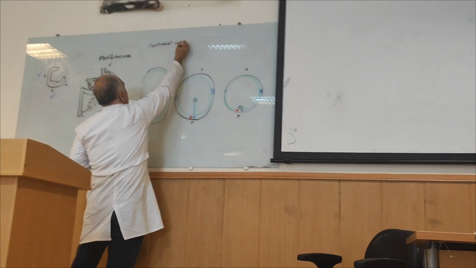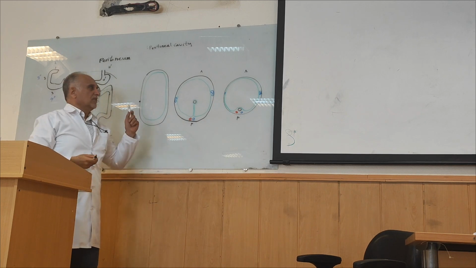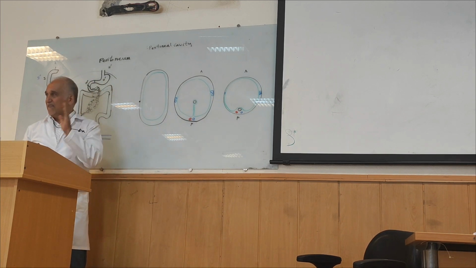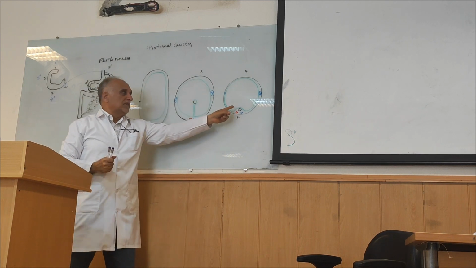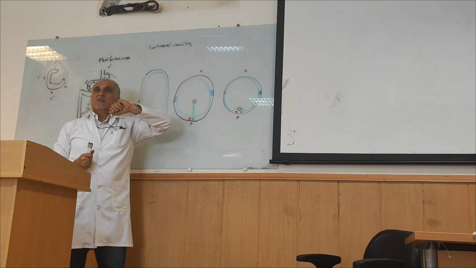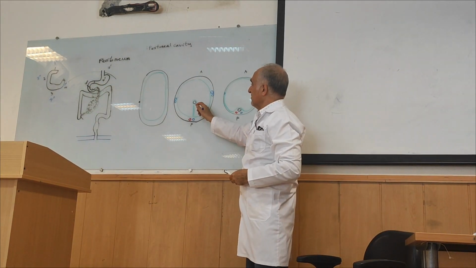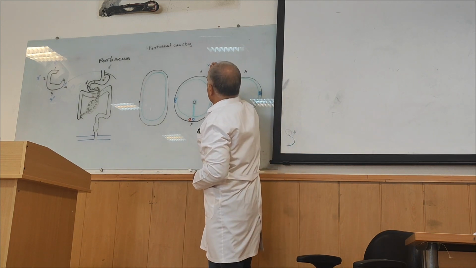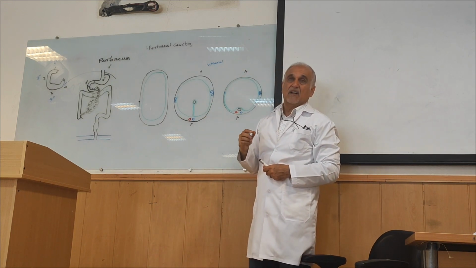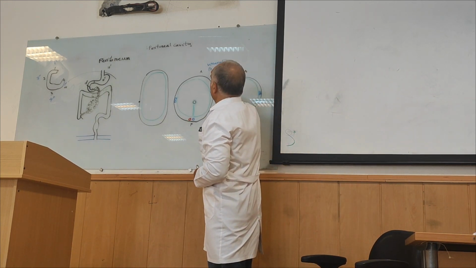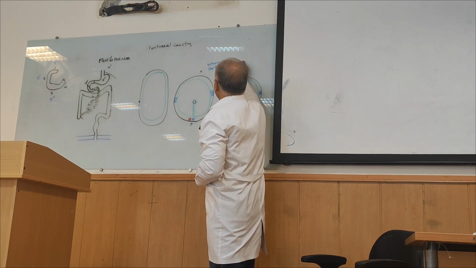Peritoneal cavity. Look carefully, please. Peritoneal cavity is a cavity between this and this. What are these? We say visceral. This one is visceral. And this one is parietal. Parietal peritoneum.